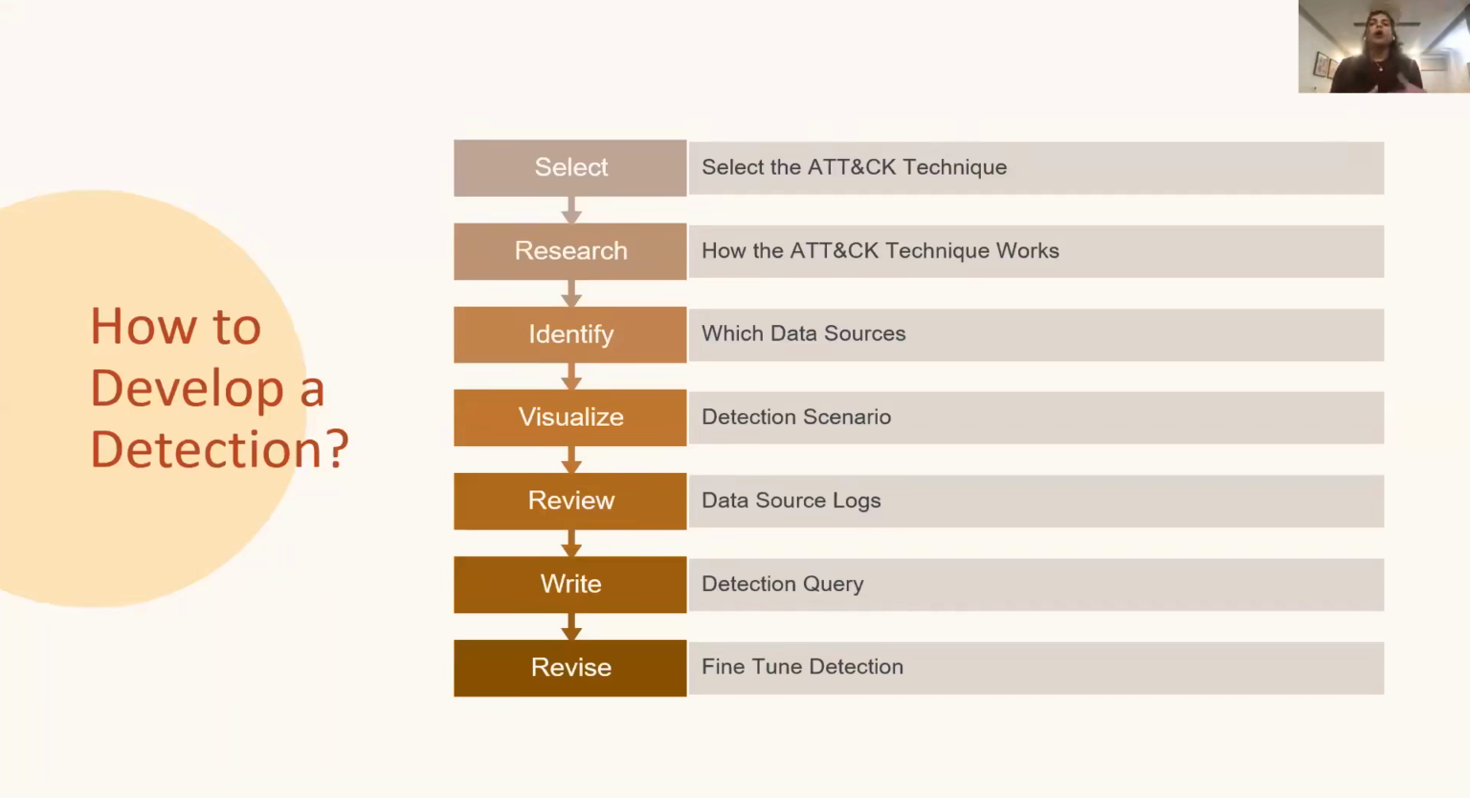So next, step four. Before you start writing the actual detection query, try to visualize and hypothesize the detection scenario. How can that ATT&CK technique be exploited in your environment and what are the events you need to monitor to detect it? And once the detection scenario picture is clear in your head, or even if you have written it down on paper, review the logs for those identified data sources to understand what events and fields can be monitored and logged. And then comes the main step of writing the detection query itself.